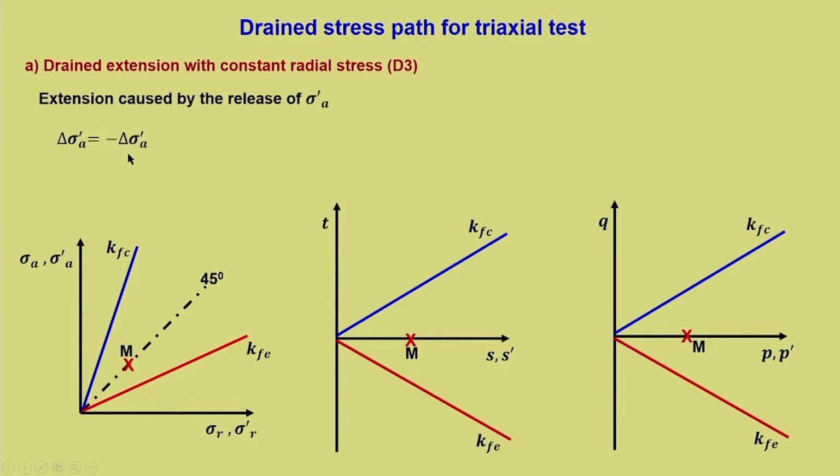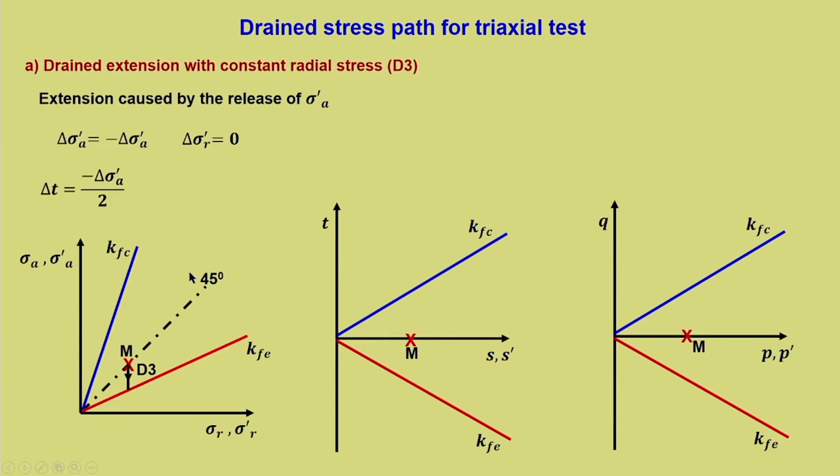So, extension is caused by release of sigma A'. That is because of that it will be minus delta sigma A', delta sigma R' equal to 0. So, A is changing in the negative direction. So, that will be D3 and that will be downwards.